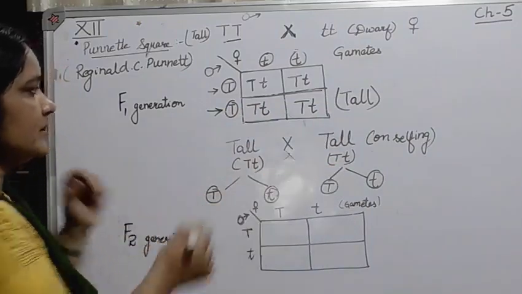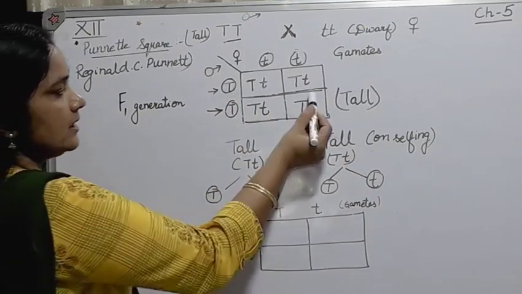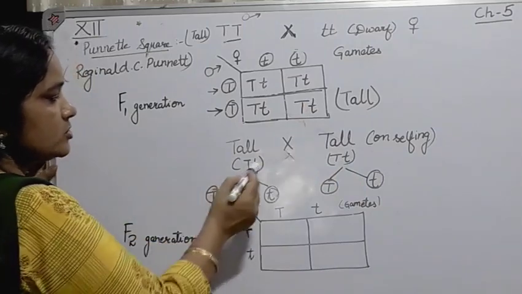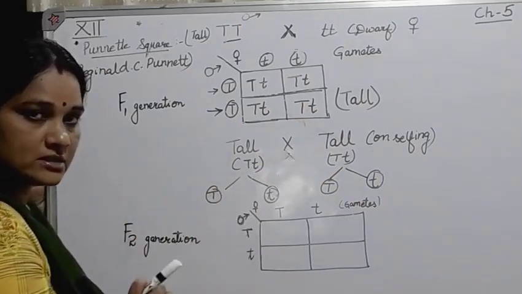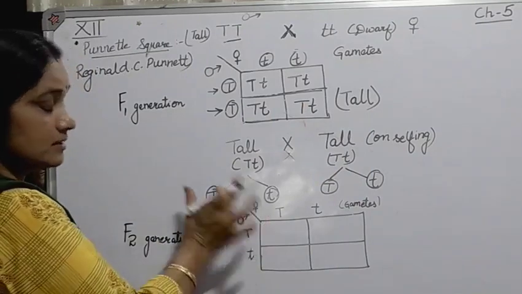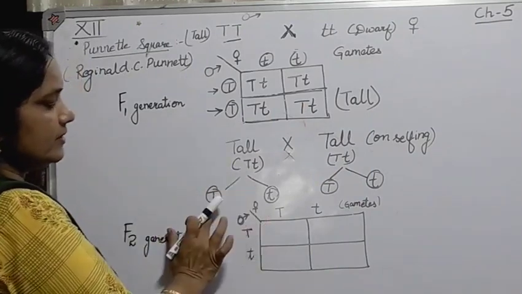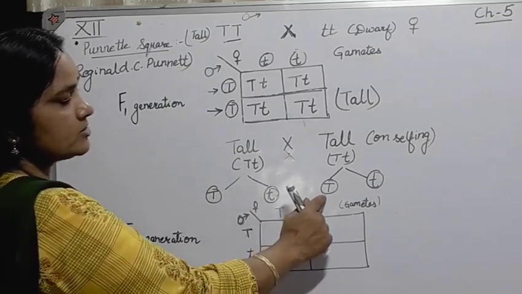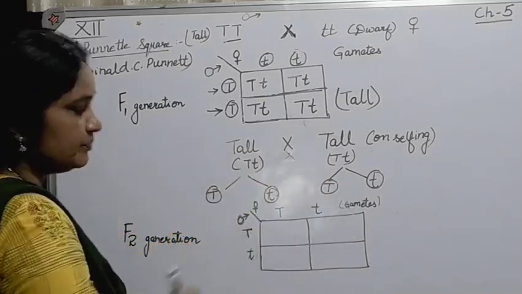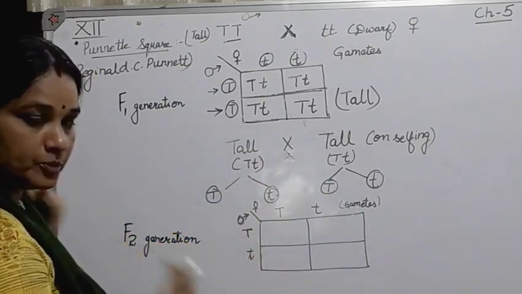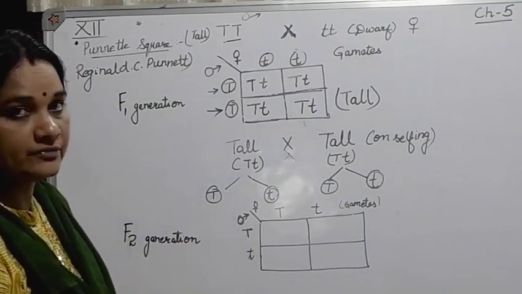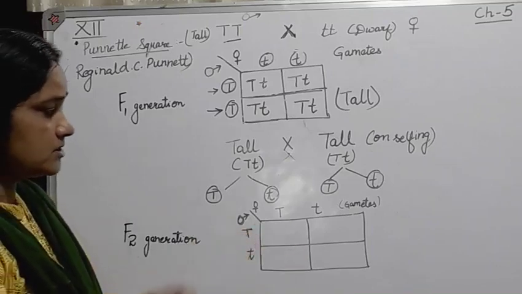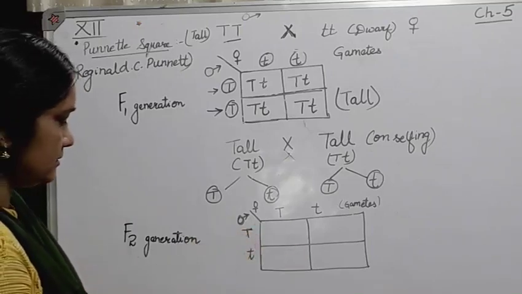So on selfing, that is, one tall plant with capital T and small t was crossed again with another tall plant with capital T and small t. So it again produced gametes with 50-50% chances. One gamete will have the allele for the dominant capital T, and another will have small t, and another gamete possesses capital T and another one small t. Now let us draw this in the Punnett square to see what is the probability of the formation of the genotype of the zygote which is formed in the F2 generation.